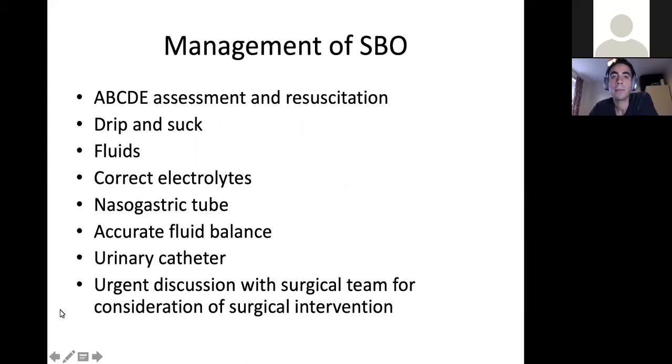So in terms of management, how we treat a patient with small bowel obstruction, as with any patient acutely unwell, we do our ABCDE assessment and resuscitation. But essentially, the things that we need to be thinking of are drip and suck, so a nasogastric tube on free drainage, and intravenous fluids, and correcting the electrolytes at the same time. It's very important to be able to calculate how much is going in and how much is coming out, so we need an accurate fluid balance, and to do that we'll probably need a catheter.